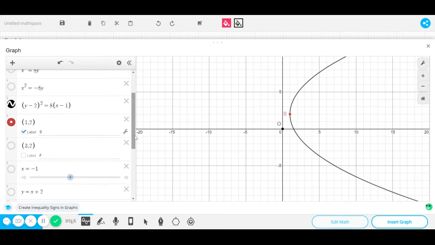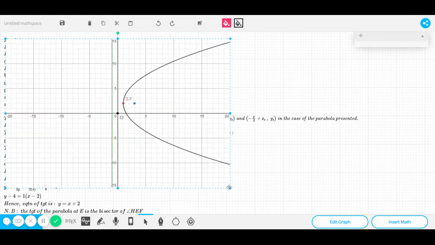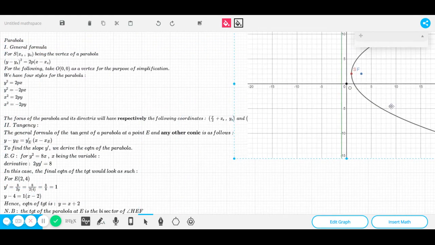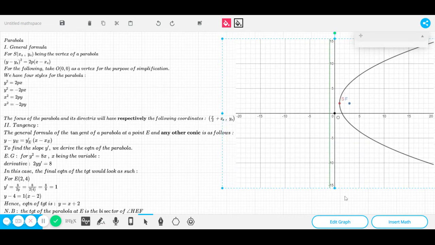Now, what about the focus of the parabola? I'll draw the focus and I'll draw the directrix of the parabola, and then I'll insert this graph so we can study it clearly. I'll enlarge this just like we used to do, and then we'll discuss this. So this is our graph here. This is the focus, and this is point S, and this is the parabola. The black curve represents the parabola, the green line represents the directrix, and point F definitely represents the focus.